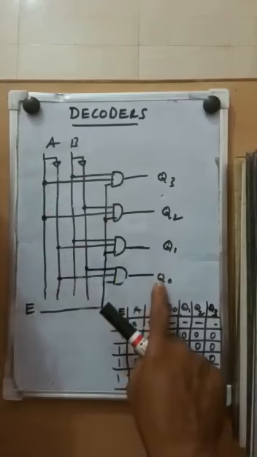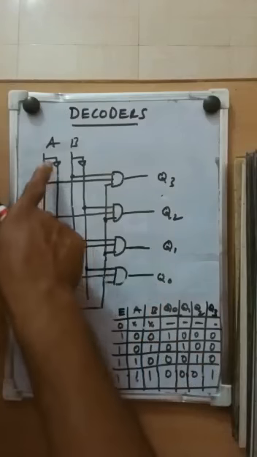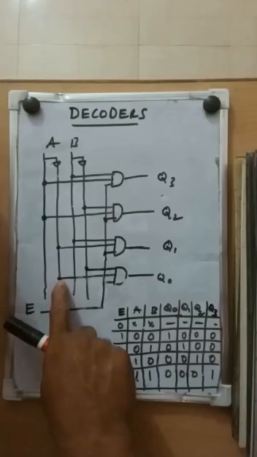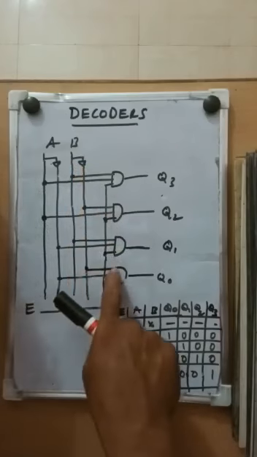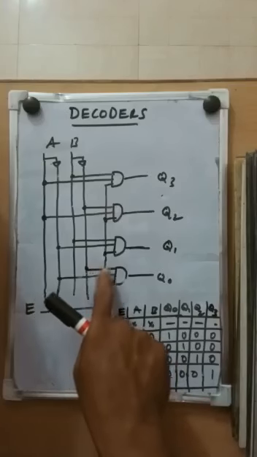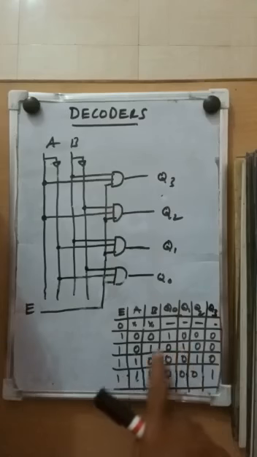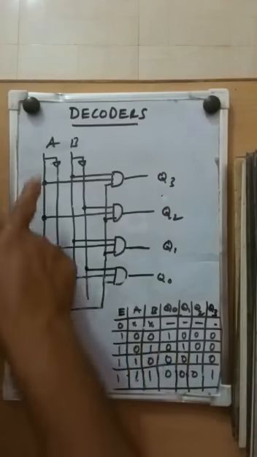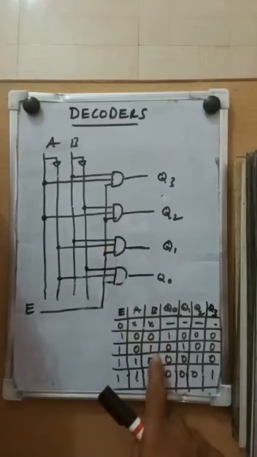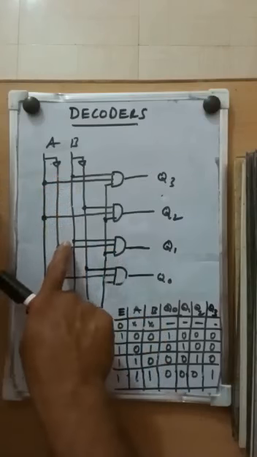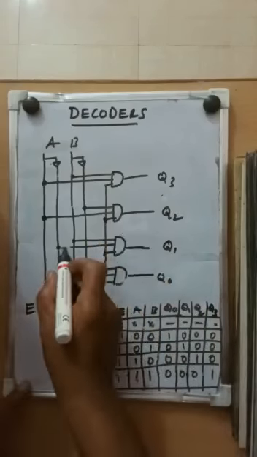So Q0 will be selected when A bar and B bar are high. This is the A bar line, here the dot means a connection is there, and this is the B bar line. If E is 1, A bar is highlighted and B bar is highlighted, then Q0 will be selected. Similarly, whenever Q1 is highlighted, A is equal to 0 and B is equal to 1. So A is 0, that means A bar, and this is the B line. So with B, A bar and E, Q1 will be highlighted.